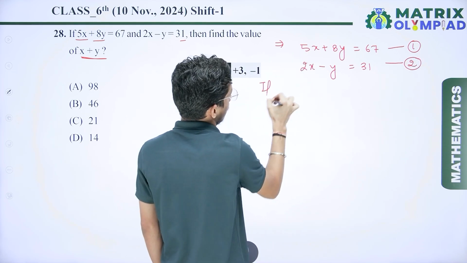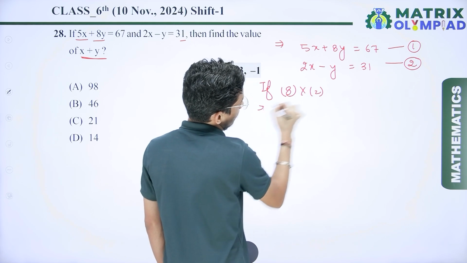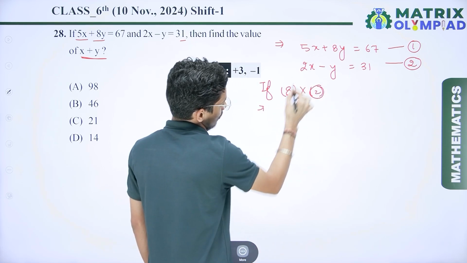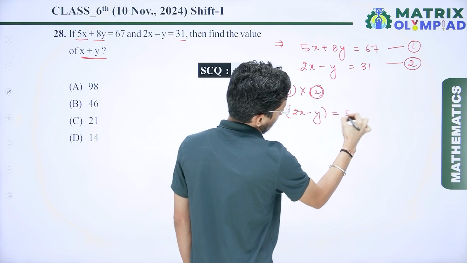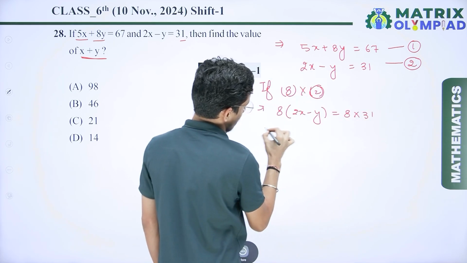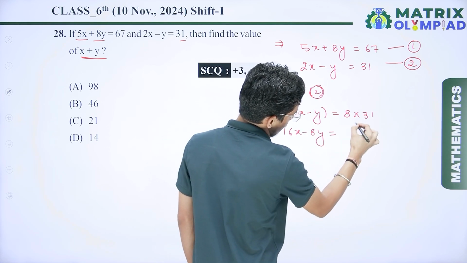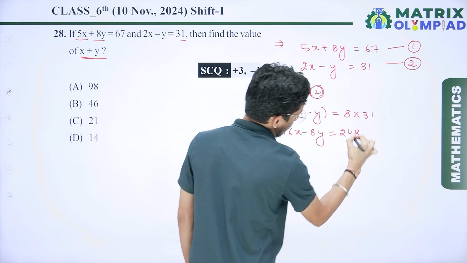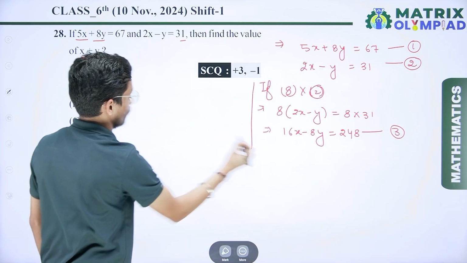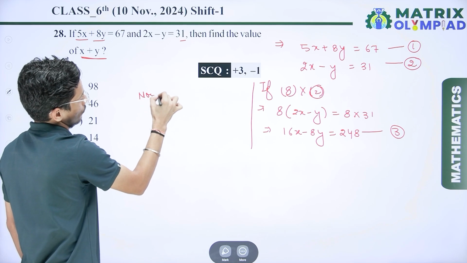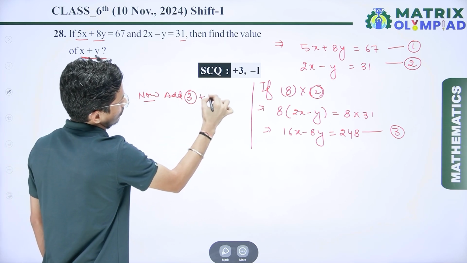So if we multiply equation number 2 by 8, then we get 8 times (2x minus y) is equal to 8 multiplied by 31. So here 8 times 2 is 16x minus 8y is equal to 8 times 31, that is 248. So let's call the new equation, equation number 3. Now add equation 3 and 1.